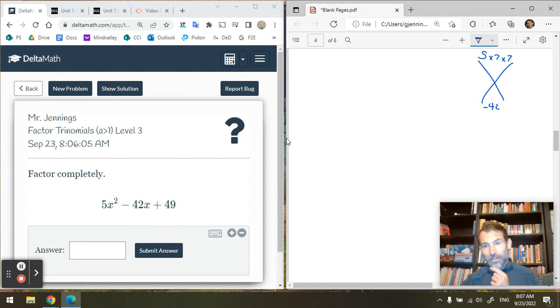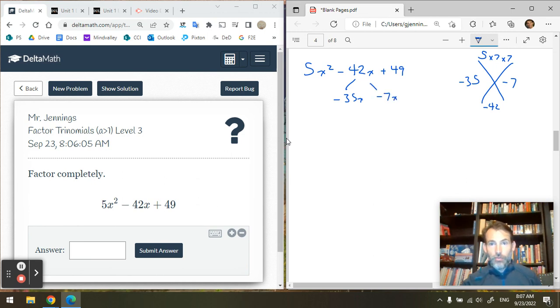Writing it down that way, instead of actually doing 5 times 49 and finding that that's 245, I can just look at it here. I can see that's 35 and 7. That'll do. Negative 35 and negative 7. So we use these numbers to decompose the middle term: 5x squared minus 42x plus 49. So this 42 is going to become minus 35x and minus 7x.